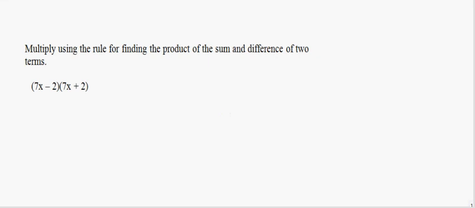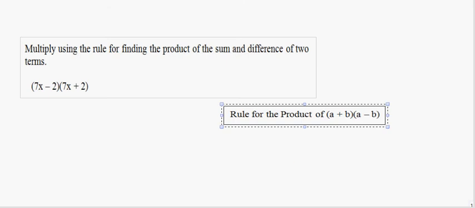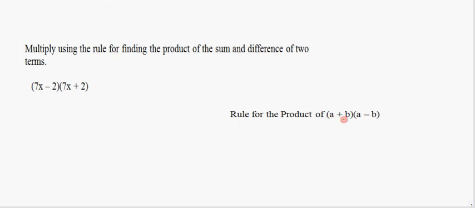Hey everybody, this one says to multiply using the rule for finding the product of the sum and difference of two terms. What in the world is this? The rule for finding the product of the sum and difference of two terms. Well, another way to say that is a rule for finding the product of a plus b times a minus b. This is the product of the sum of a and b times the difference of a and b.